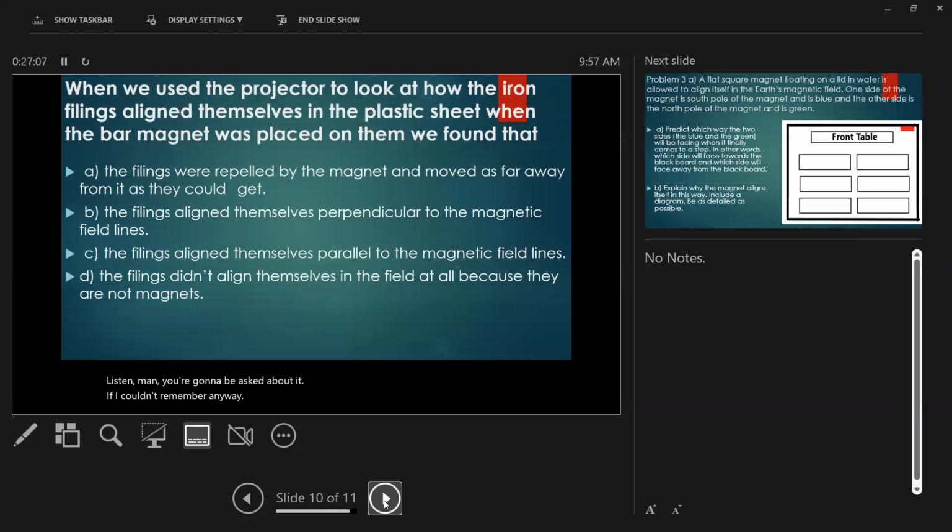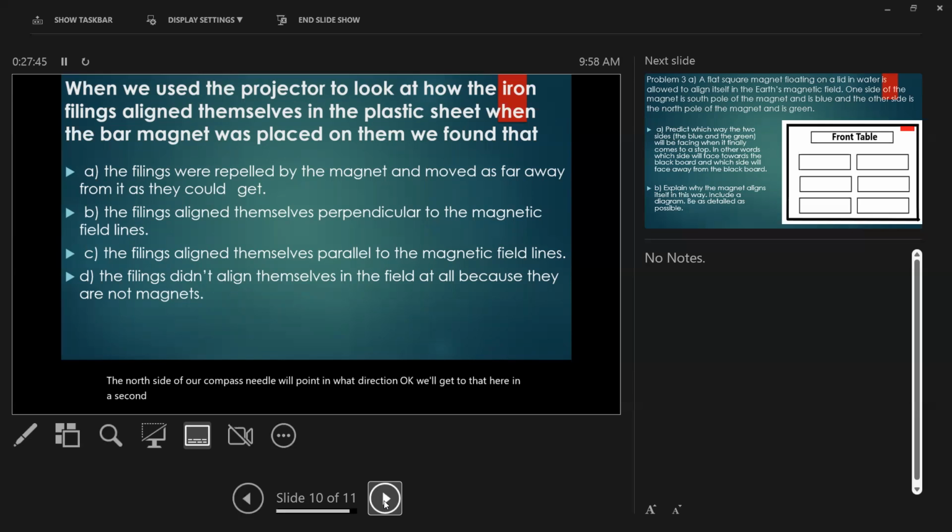Okay, when we used the projector to look at how the iron filings align themselves in the plastic sheet when the bar magnet was placed on them, we found that, oh, this is an example. I gave them what the question was going to be on the exam before the exam, but they didn't have this on the exam anyway. The two they had were: scientists have been able to isolate a magnetic pole. That's false. They always come in pairs, north and south. And the other one probably said, in our room, the north side of our compass needle will point in what direction. We'll get to that here in a second.